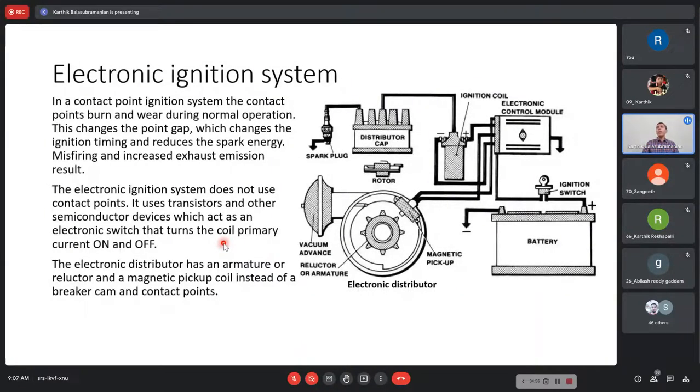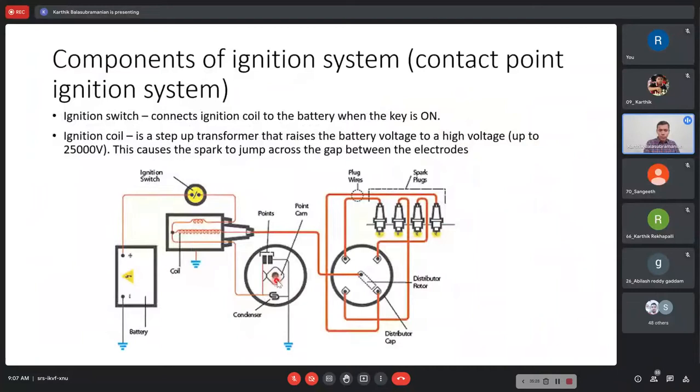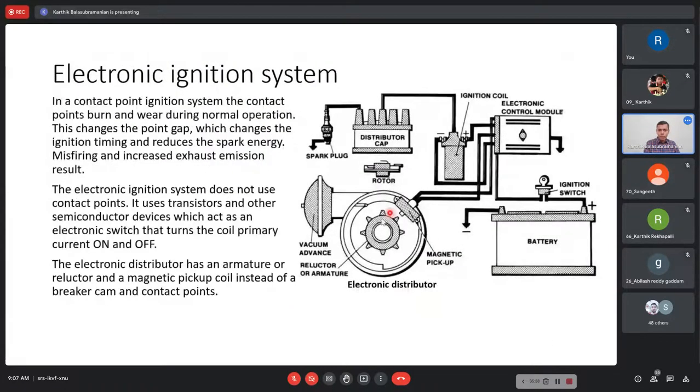So why do we get away with the contact breaker and put in an electronic one? What's the advantage here? It's more compact. Compact, not just, that is not the reason. You see, the electronic distributor has an armature or reluctor and a magnetic pickup coil instead of a breaker cam and contact points. So if you see here, you have the breaker cam and contact points, right? So instead of the contact breaker, now you have the electronic distributor, magnetic pickup coil. So what's the advantage?